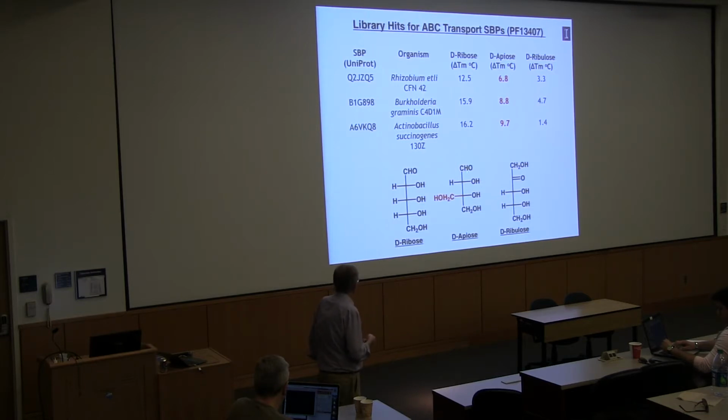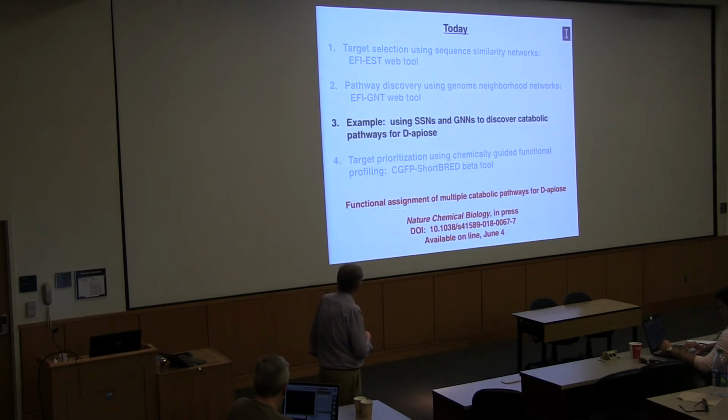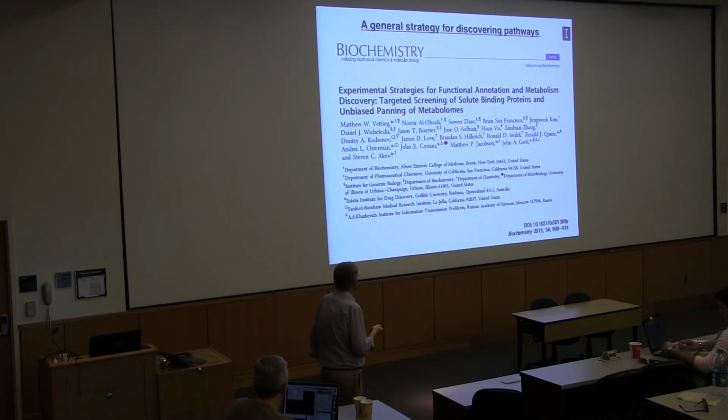What is apiose? I didn't know what apiose was. Apiose is a branched carbohydrate. Apiose happened to be in our library because it's an aldose that you can buy. Okay? And also, let me just point out, I think I passed over this. What I'm telling you about today will be available online in Nature Chemical Biology on Monday. All right, so you can look at all the details on Monday.